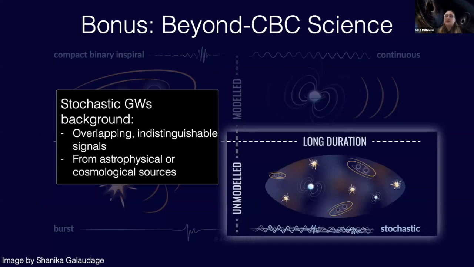And then finally, there's the stochastic gravitational wave background. It would be from many overlapping indistinguishable signals. And this could come from many CBC sources where we can't individually distinguish them. But again, that could help us learn about the overall population and the rates of mergers.